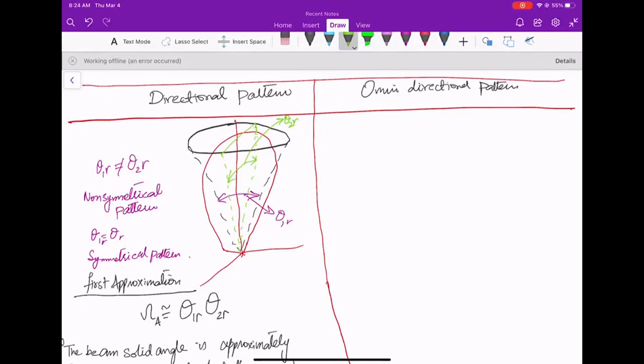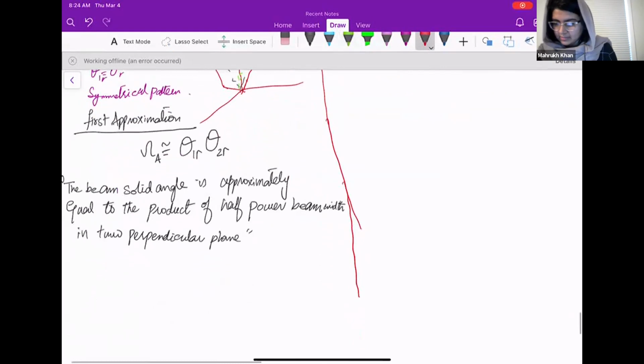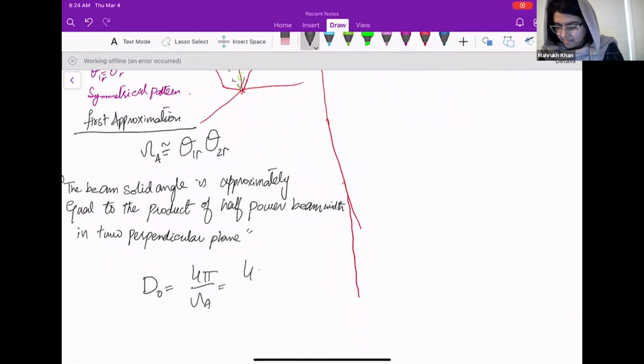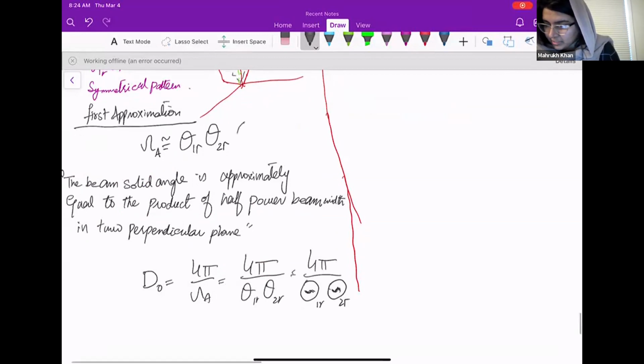Thank you. Okay, so that's what we were saying, that this is our first approximation, okay? So I will go with this. So due to our first approximation, I can write my directivity in terms of theta 1r and theta 2r. I think they are using some other symbol, so I will also use it. They both are the same thing. So this is 4 pi divided by the multiple of the half power beam widths in the perpendicular direction. So this approximation is called the cross equation.